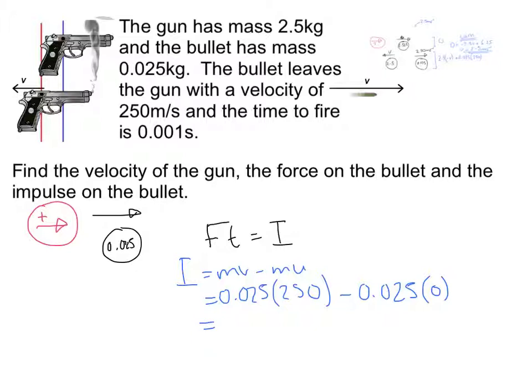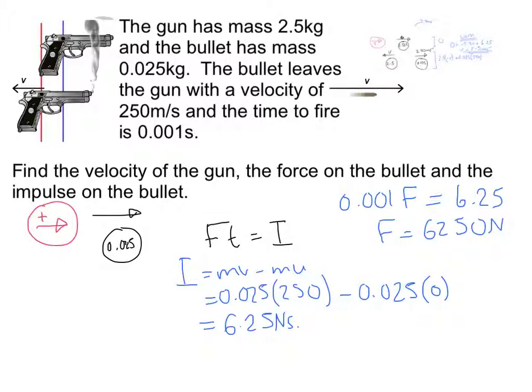Didn't I just do this calculation? Yeah, 6.25. So the impulse is 6.25 newton seconds. Now 6.25 newton seconds is the force times the time, and I know the amount of time was 0.001 seconds. So 0.001 seconds multiplied by the magnitude of the force is equal to 6.25, giving me a force of 6.25 divided by 0.001, which is 6250 newtons.